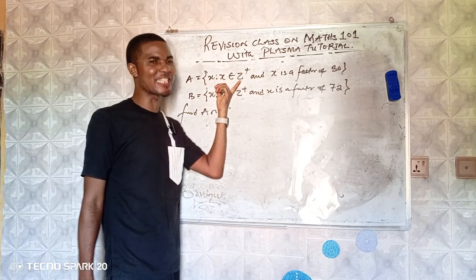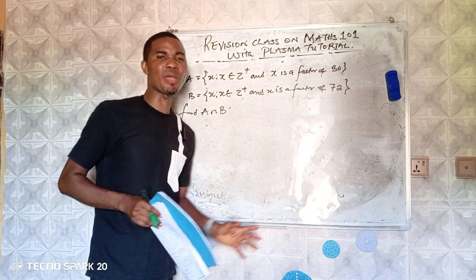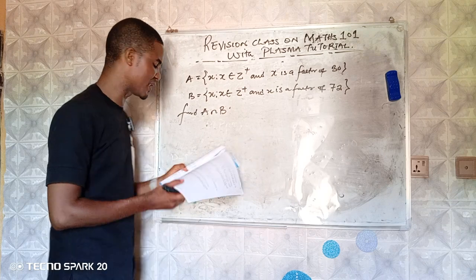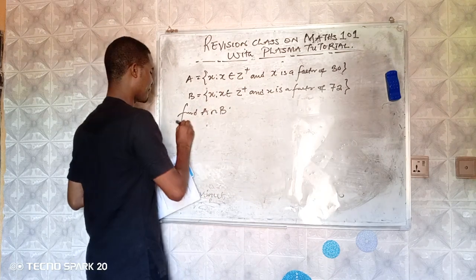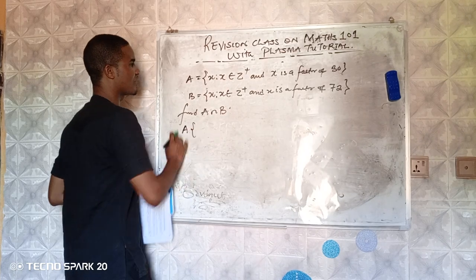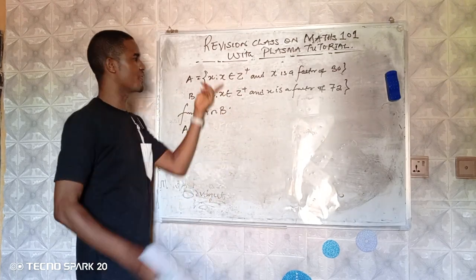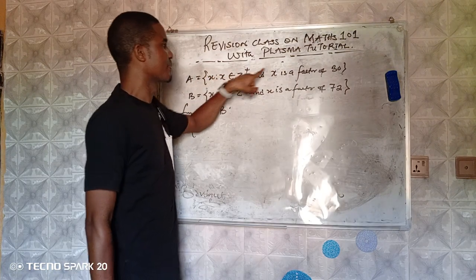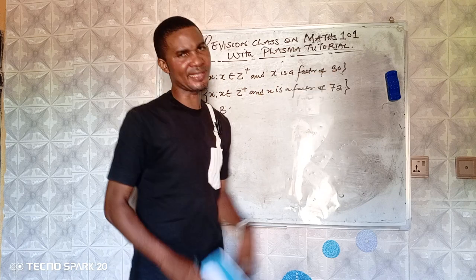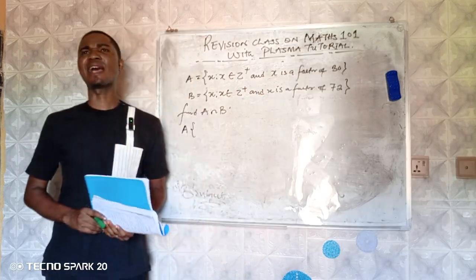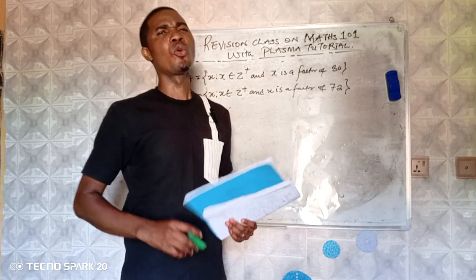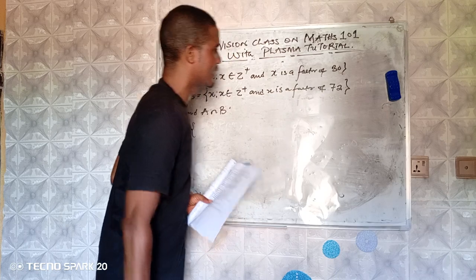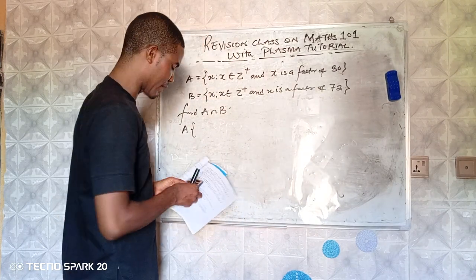Z is called integers. Integers, we have positive integers, we have negative integers. So these are positive integers. Both of them are positive integers. So we need to write them out in tabular form. For A, that is spelling out, we say X, spelling out the members of this set. X is an element of Z, which is integer. And X should be a factor of 30. The factors of 30 that are integers are what we are going to write. What do we mean by numbers that can divide 30 without remainder?